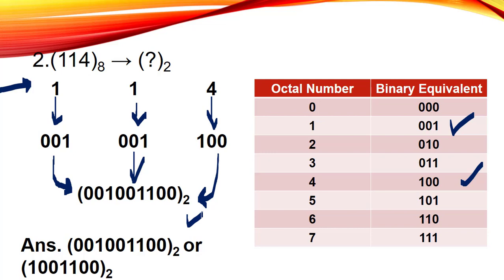Now the most important thing: in these questions, when you are getting some initial zeros, you can skip these zeros. It means these zeros are not important in our answer. So if you skip these zeros, then your answer will be 1001100, and still it will be correct.